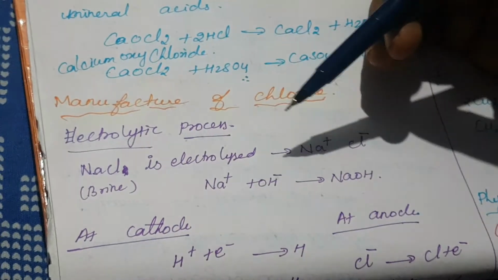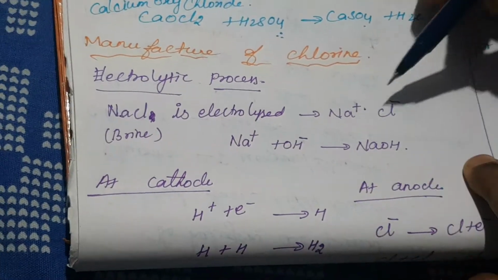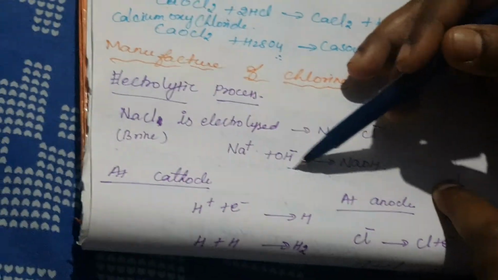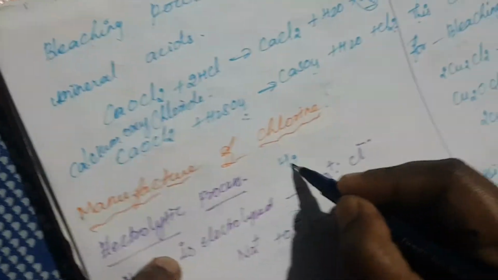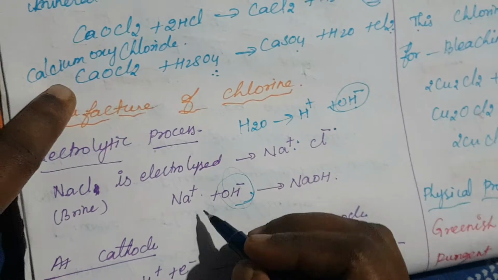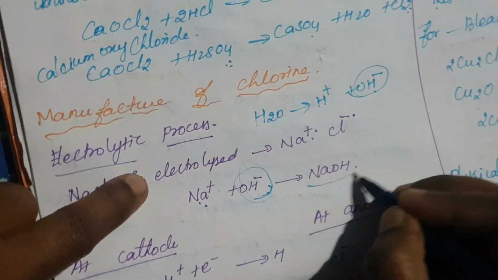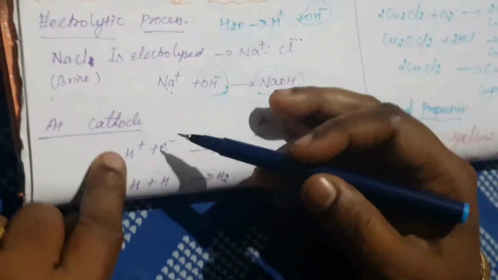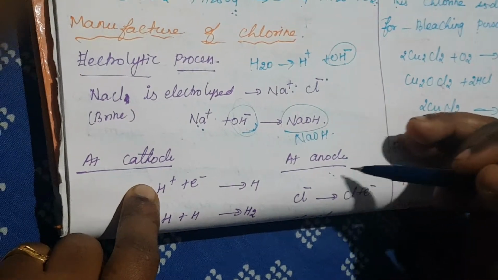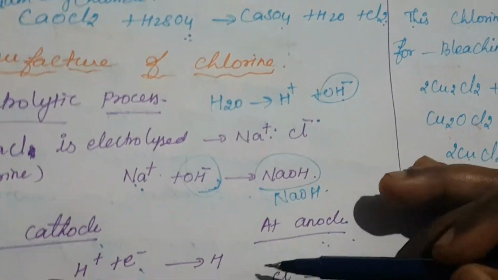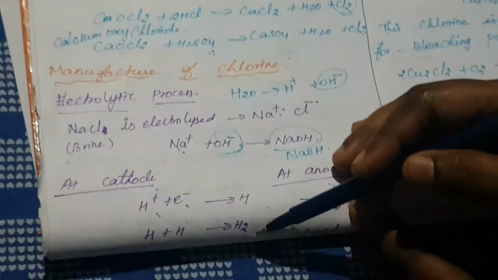When we electrolyze the sodium chloride, it is ionized into Na plus ion and Cl minus ion. H2O dissociates into H plus and OH minus ion. This OH minus ion combines with Na plus to form NaOH, that is sodium hydroxide. Then what is anode, what is cathode? Anode means negative ion, cathode means positive ion. So at the cathode, H plus gains one electron to form H, and two H form a hydrogen molecule.